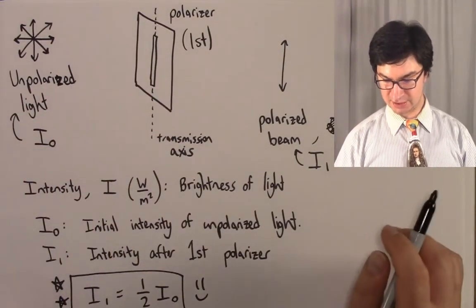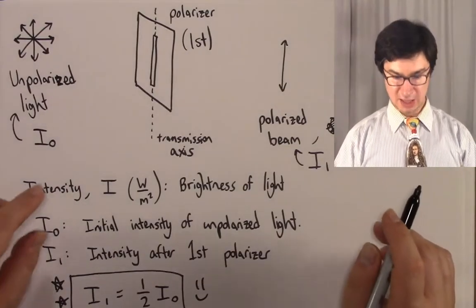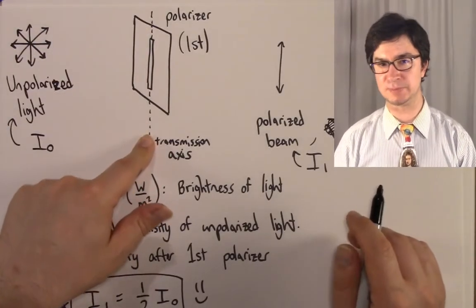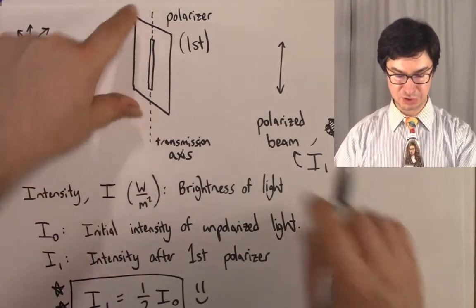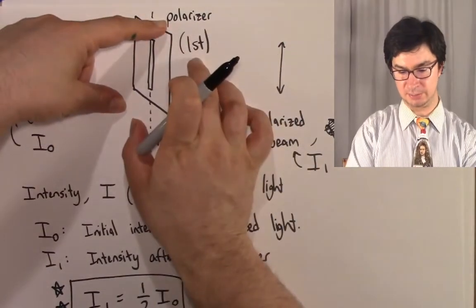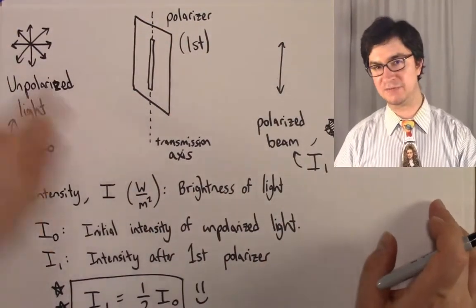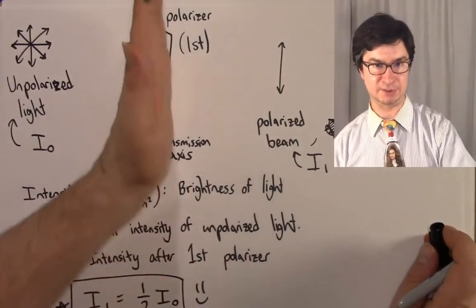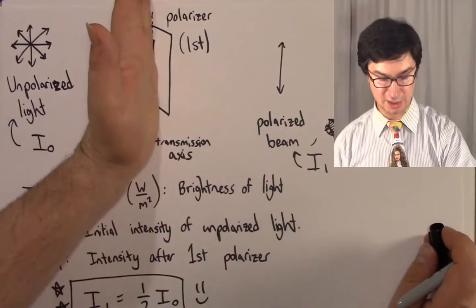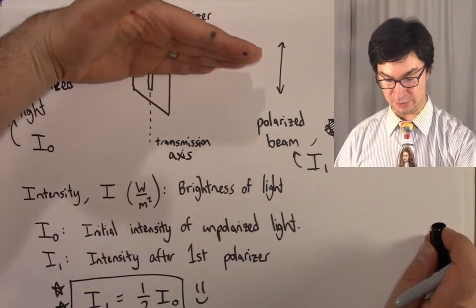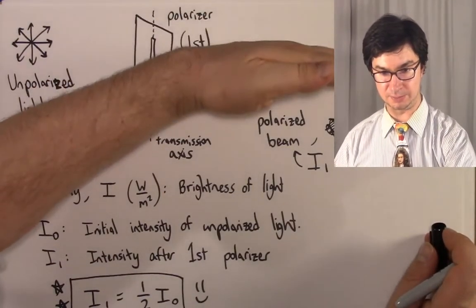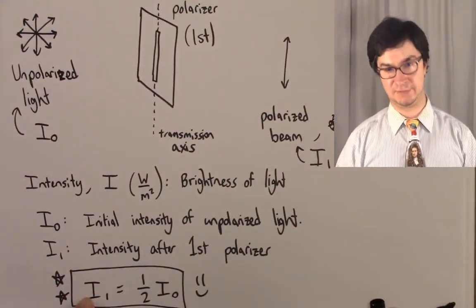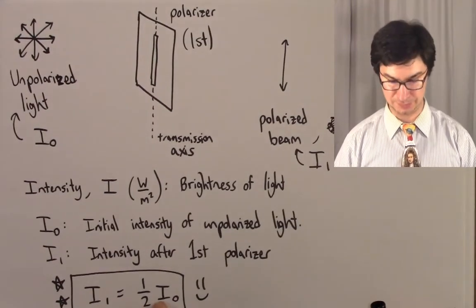All right, this is fantastic. And this is going to be true regardless of the angle of the transmission axis. So even if this polarizer had been rotated a little bit, still only 1/2 the intensity is going to get through. It's just arbitrary that we chose the vertical axis to be the direction of the transmission axis. It could have been this way, and then the polarized beam would be horizontal, but it doesn't matter. All that matters is the intensity after the first polarizer is always 1/2 of the initial intensity.